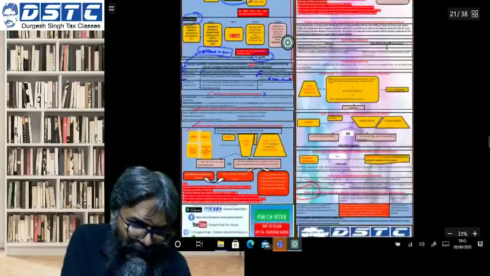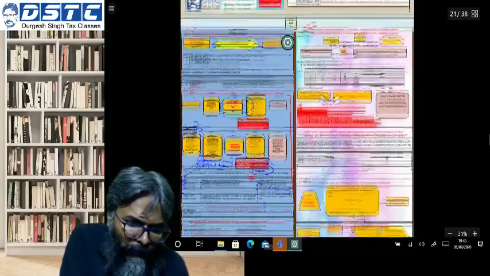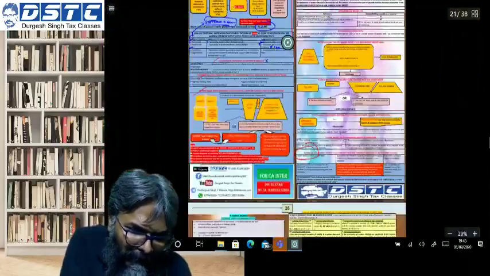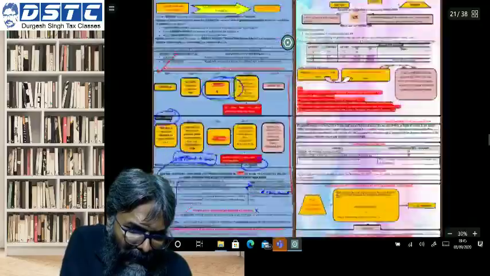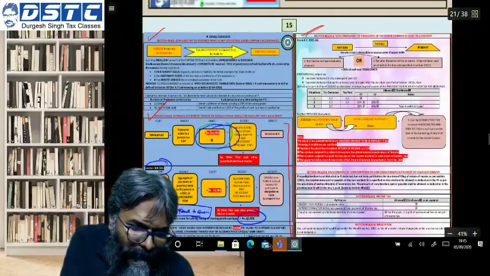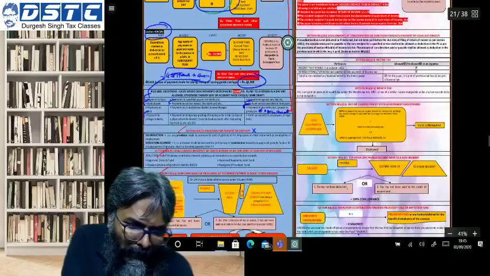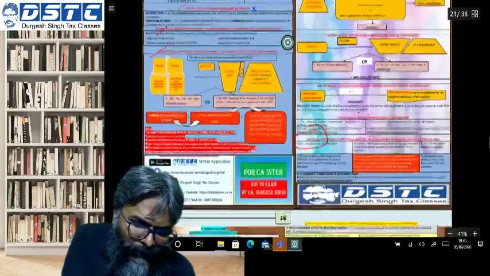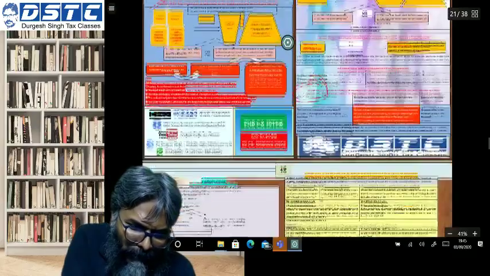Now, 40AI and 40AIA, I'm not going to touch upon right now. 40AI, this I want you to go through once. 40AIA. Can you see these things? These things I want you to go through quickly, not today, as your homework. I will be touching upon these things tomorrow.